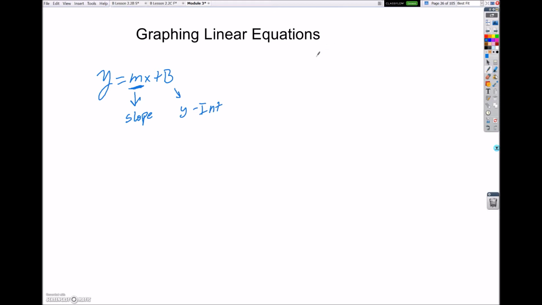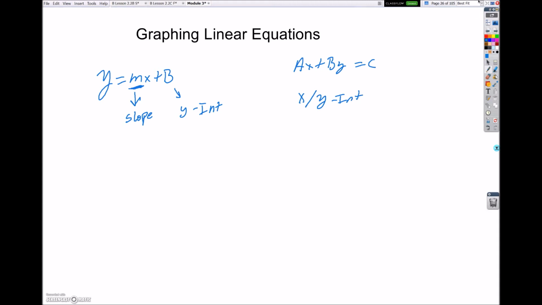The second way we've looked at is standard form. Standard form was ax plus by is equal to c. And this is great because we get the x and the y-intercept. And those are the only 2 points we need, and we just graph them and connect them.